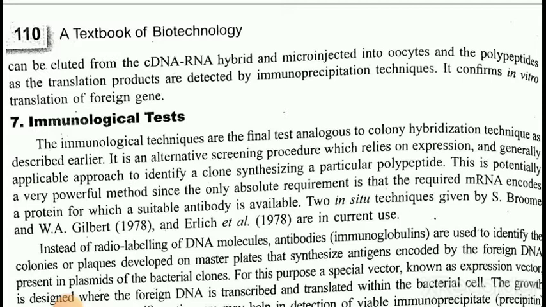See figure. Figure 6.10. Steps of immunological test. 7. Immunological tests. The immunological techniques are the final test analogous to colony hybridization technique as described earlier. It is an alternative screening procedure which relies on expression and generally applicable approach to identify a clone synthesizing a particular polypeptide. This is potentially a very powerful method since the only absolute requirement is that the required mRNA encodes a protein for which a suitable antibody is available.